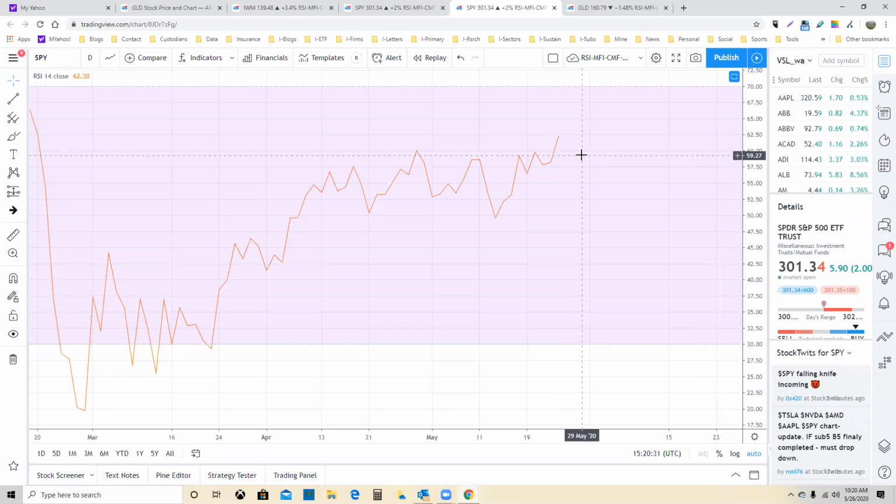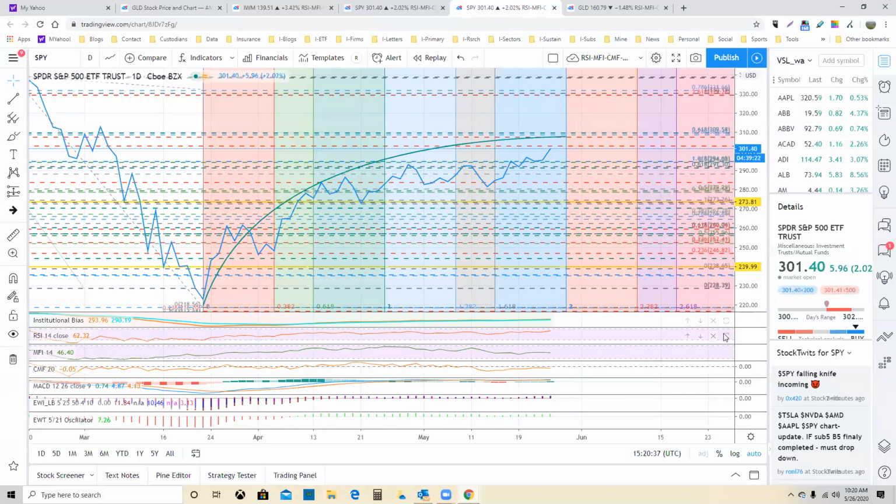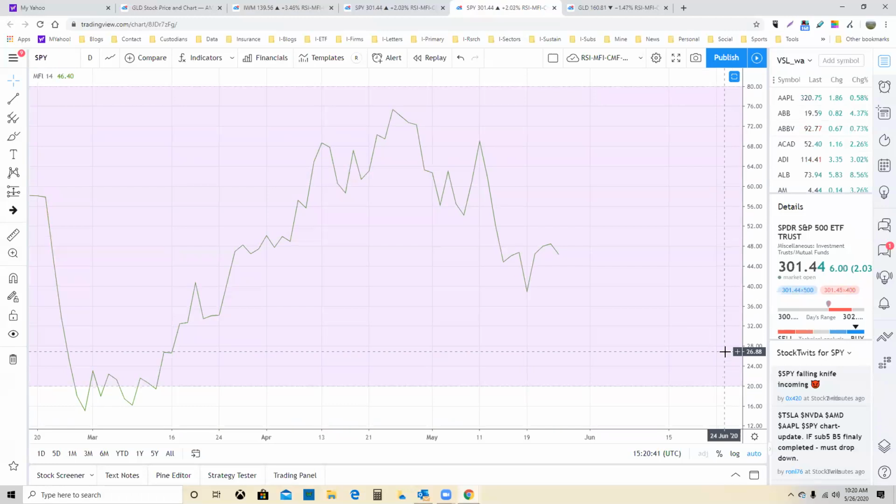So not quite to oversold, overbought. Has to get up here. And a weird negative divergence, right? So the money flow, which is based on volume, is basically saying, look, this rally is getting less strong because there's less volume. So there's fewer buyers, even though the market's going up.